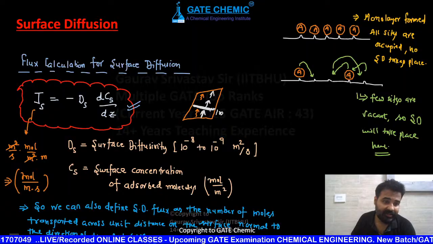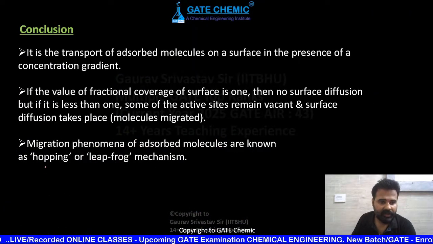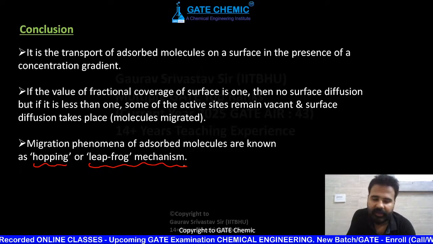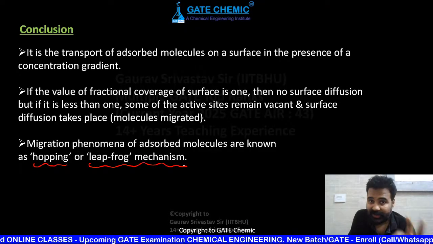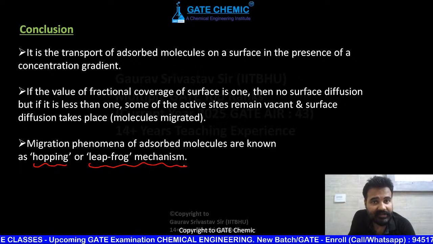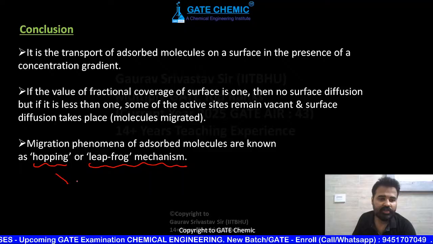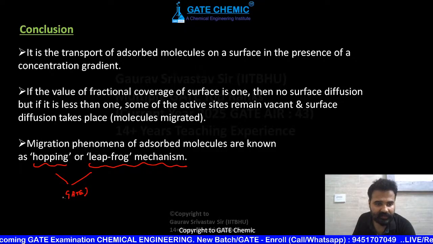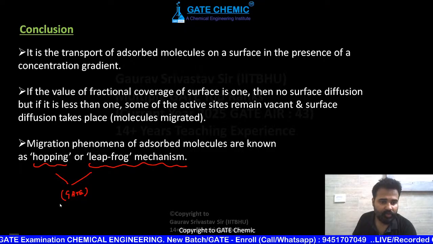The most important thing that they can ask you is this one. See, what is most important here? This hopping and leapfrog mechanism. They can ask you, hopping or leapfrog mechanism is associated with which type of diffusion? And the answer is surface diffusion. So only this is most important from this topic that can be asked in your GATE examination. And these are basics, point number 1 and point number 2.